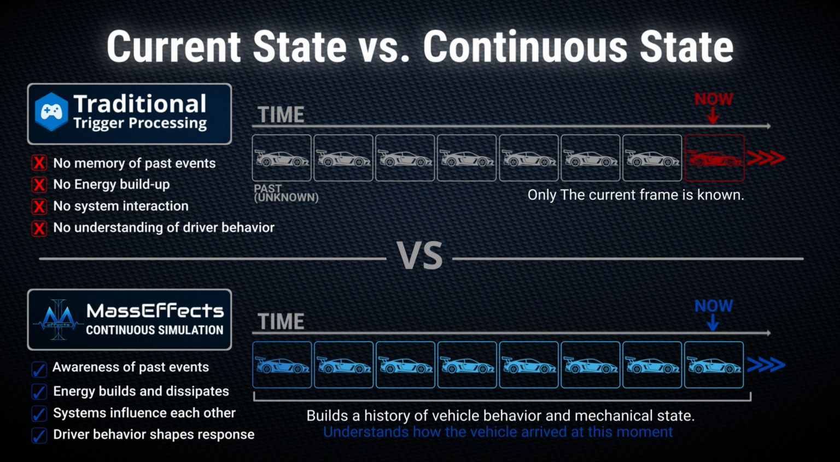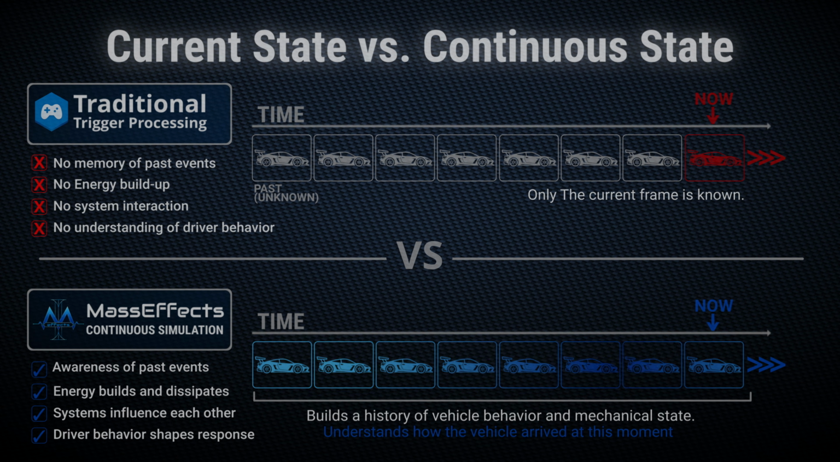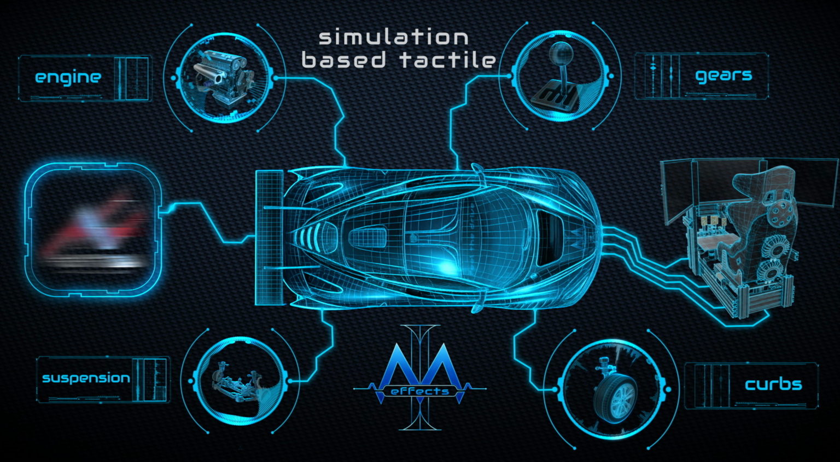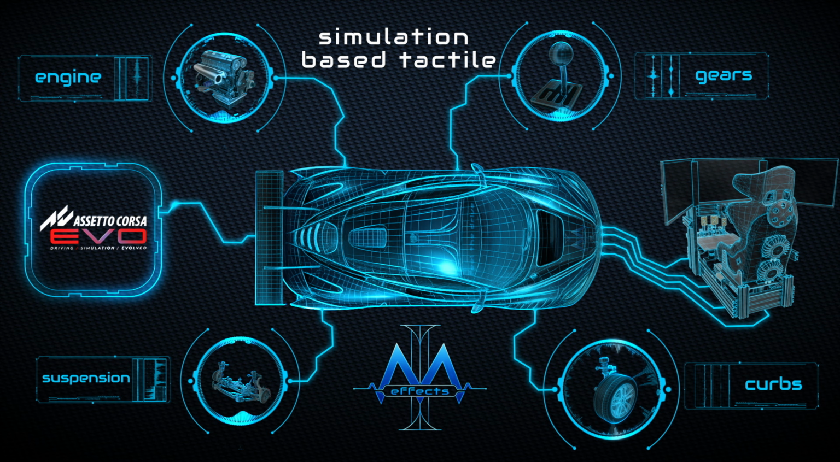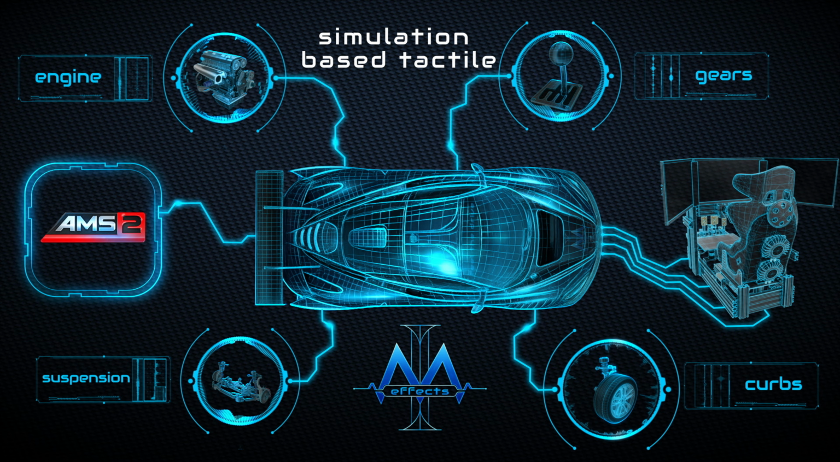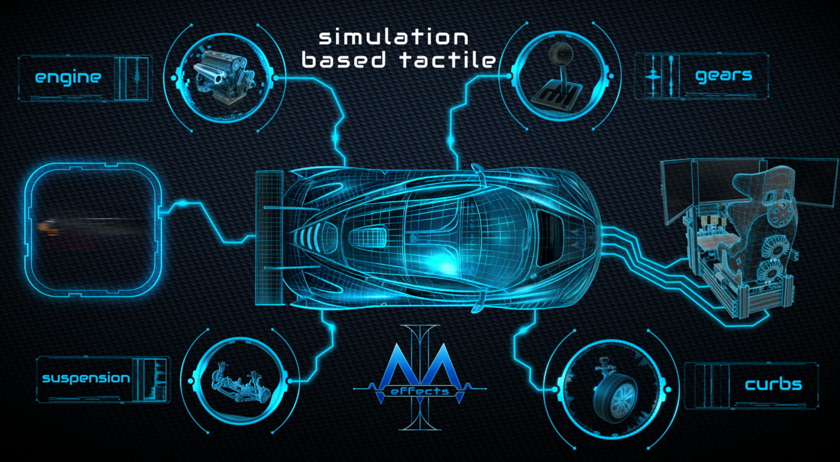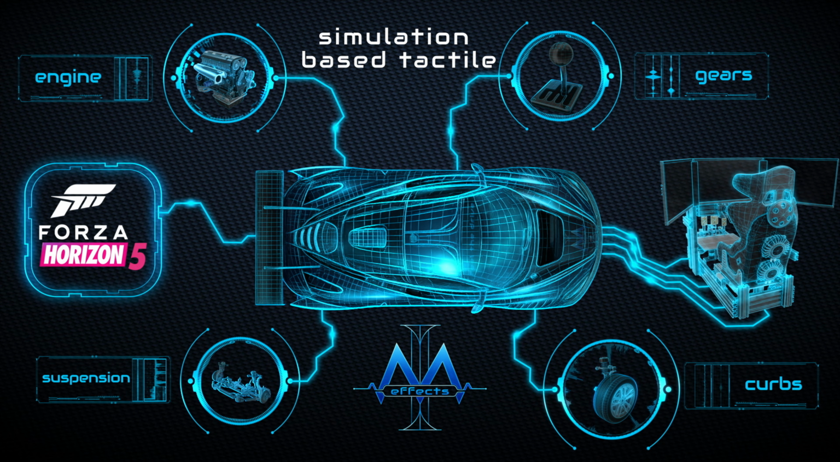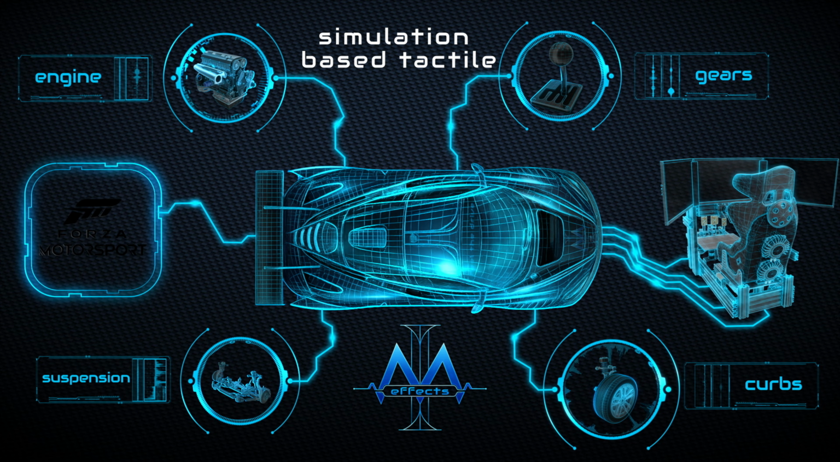Instead of reacting to isolated events, it continuously models the mechanical state of the vehicle. That means every response is based not only on what's happening now, but also on the history that led to this moment. Mass Effects still begins with live telemetry from the simulator. The difference is what happens next. Instead of using each telemetry value to trigger an individual tactile effect, that data becomes one of the inputs to a continuously evolving vehicle simulation.